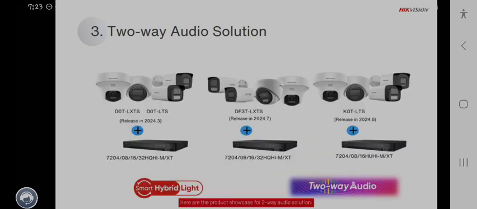Here is the product showcase for two-way audio solution. We need DVR models with XT, which support multiple intelligent functions and two-way audio function, so that it can be triggered by different kinds of smart event alarm. For the front-end side, we need to use the Turbo HD camera models with TS or XTS. We provide different device solutions with different resolutions which can match different requirements.